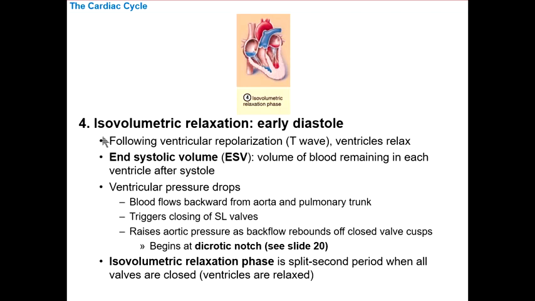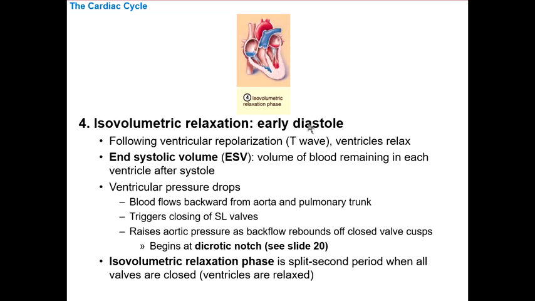And step number 4, we have isovolumetric, this time, relaxation. This is early diastole of the ventricles. So what happens is the ventricles have just contracted, they ejected the blood in the last step, now they relax. So this is after the T wave, the ventricles are relaxed.